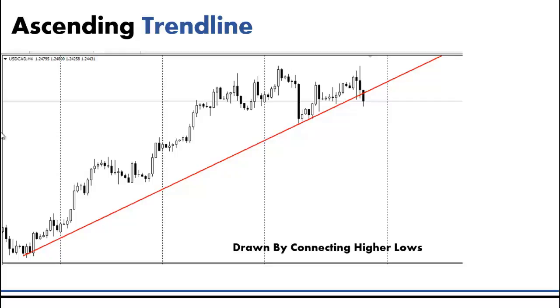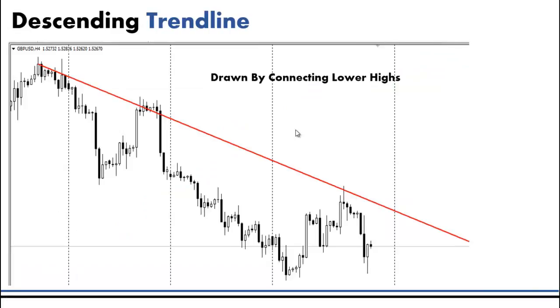Now this is a trend line, an ascending trend line. There was a low at this point and there was another low at this point. Once you pick a line connecting those two lows, you have an ascending trend line, which is drawn by connecting higher lows. There is a low point here, there's another low point here, but this low is higher than this low. That's why we say the ascending trend line is drawn by connecting higher lows.